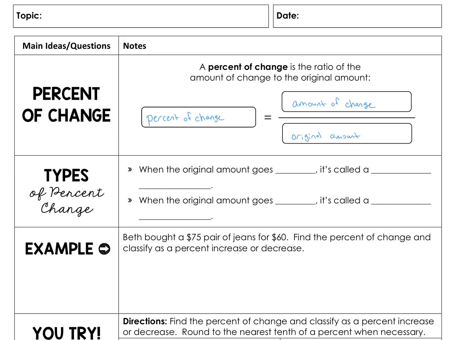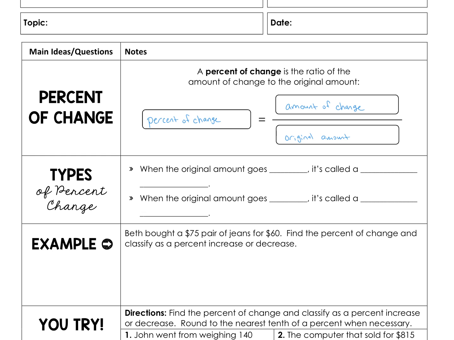All right, and there's two types of percent of change. So when the original amount goes up, that is called a percent increase. And when the original amount goes down, shocking, but it is called a percent decrease.